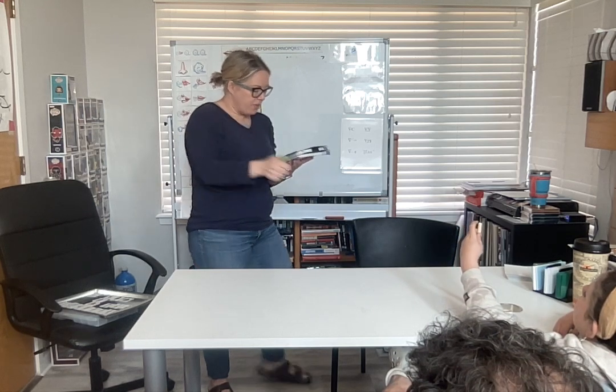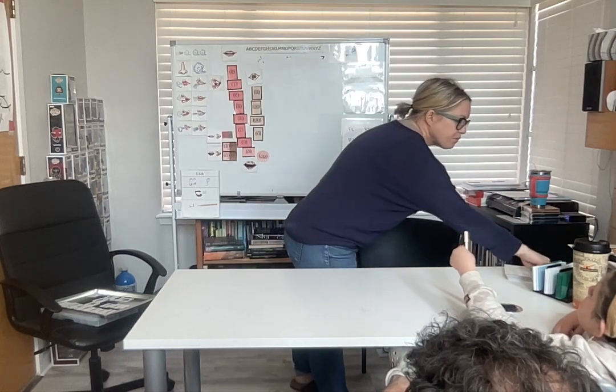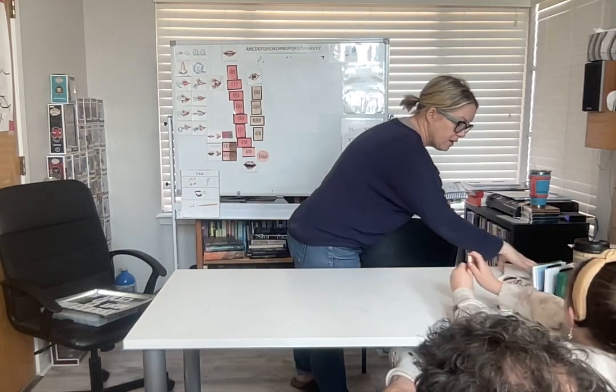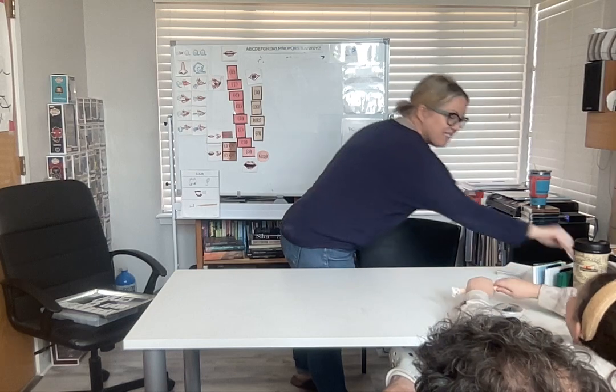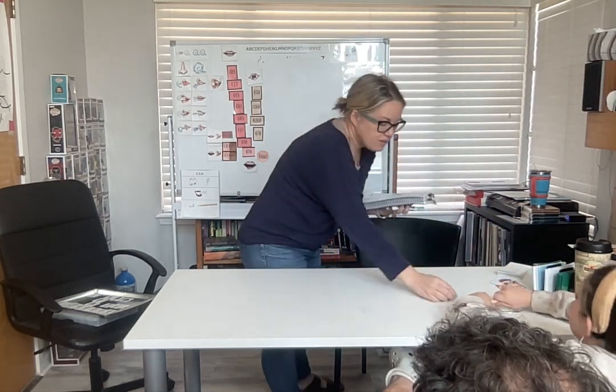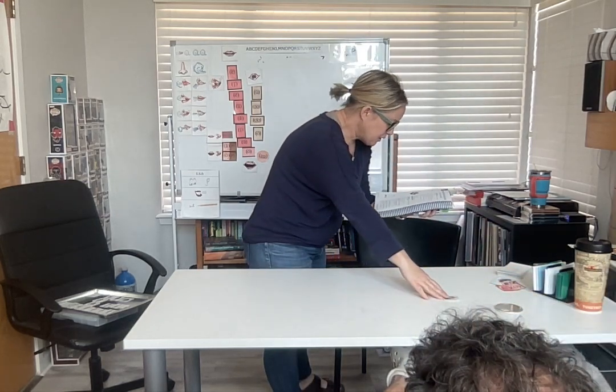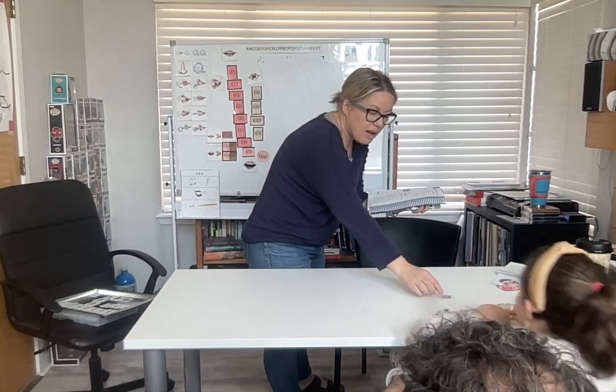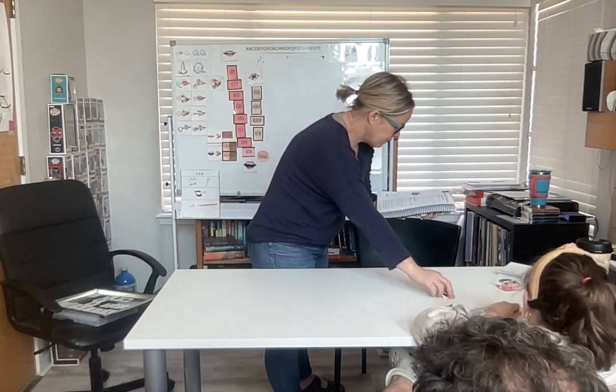O-I or O-Y. So is it open or blocked? Open. Is it voiced or unvoiced? Voiced. And is it a vowel sound or a consonant sound? Vowel. It's a diphthong. I don't know how to say diphthong. That's okay. We'll get there. This is what it looks like. This is actually called a diphthong. I think you've heard that at school.